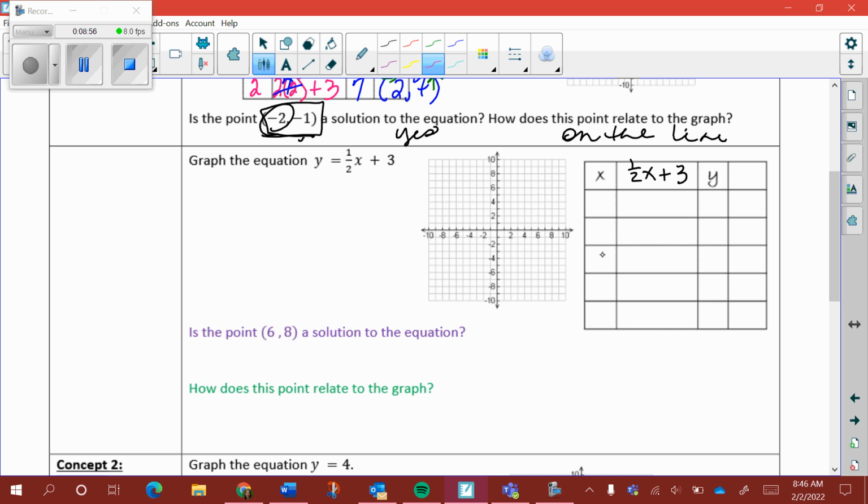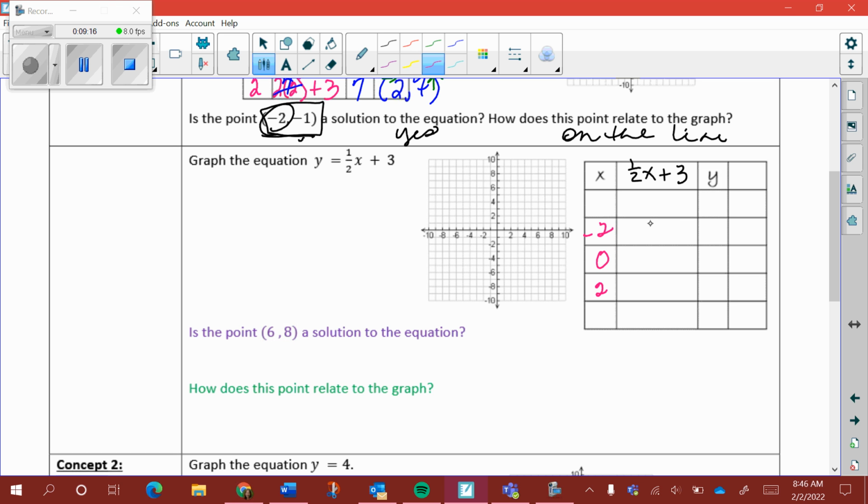I'm going to start with my 0, because I really like 0. It's my favorite number. And I'm going to go above and below. You have to have at least 3 points. If you only give me 3, that's fine. You don't have to give me 5 at this point. When you get to parabolas, we will need to have 5 points. So right now, I could go negative 2 and I could go positive 2.